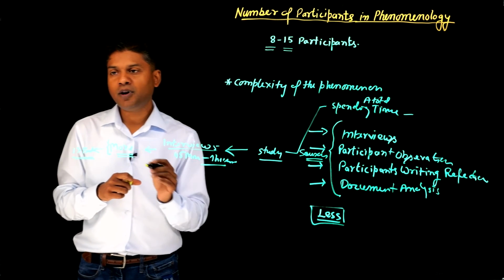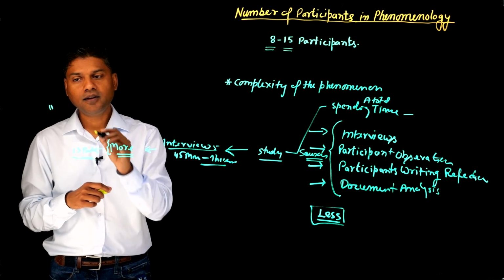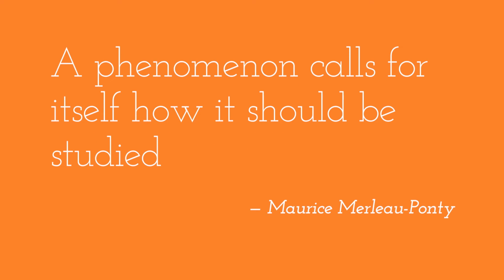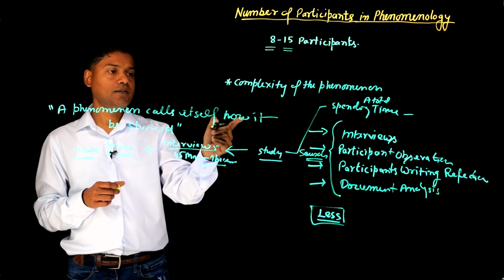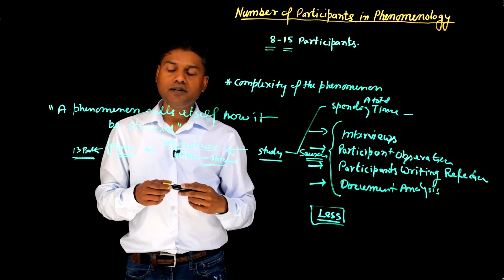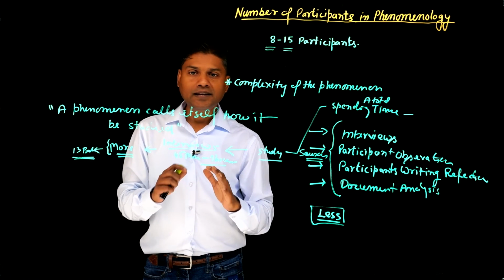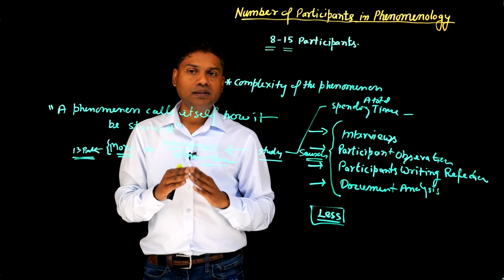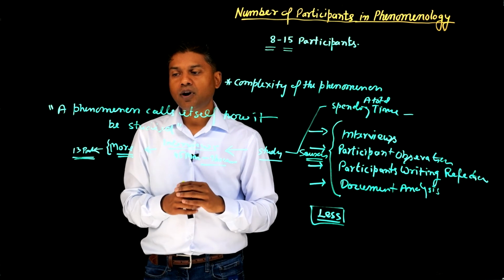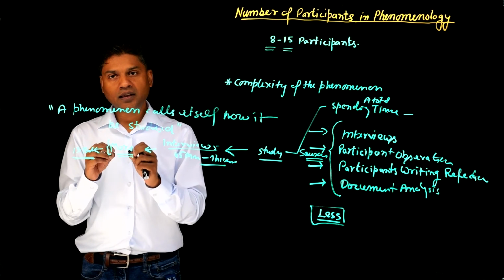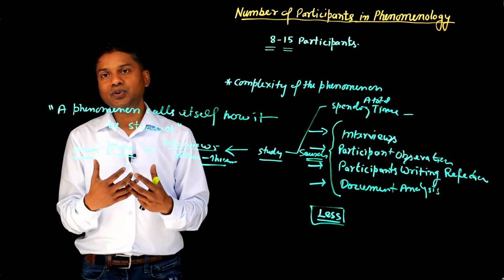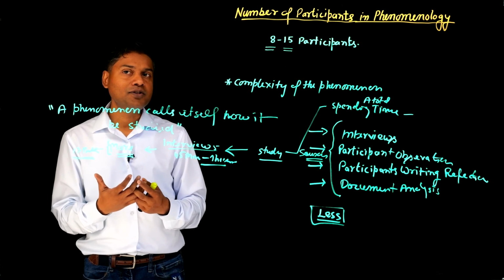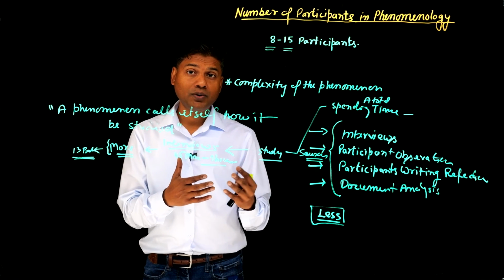You may have already heard a statement I might have used before: a phenomenon calls itself how it should be studied. This statement, I think, is from Max van Manen, if I'm right. What it means is you cannot predict and determine everything in advance as you start your research process. As you engage yourself and dwell with the phenomenon itself, it will tell you how it should be studied, and how many participants are going to be good for your study.